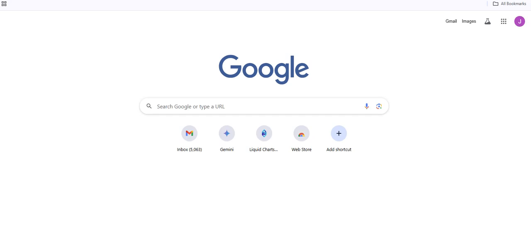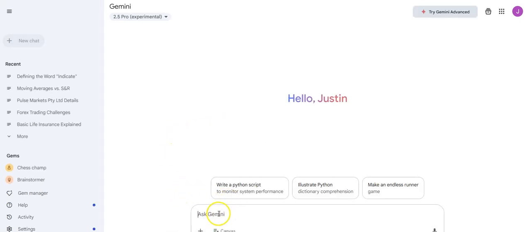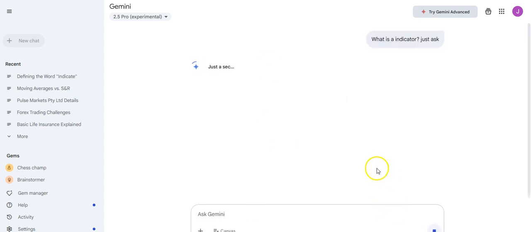We're gonna do things a little different. We're gonna go back to the chart in a minute. I wanna ask Gemini. Let's talk to AI real quick. Let's ask AI a question. What is an indicator? Just ask what an indicator is.